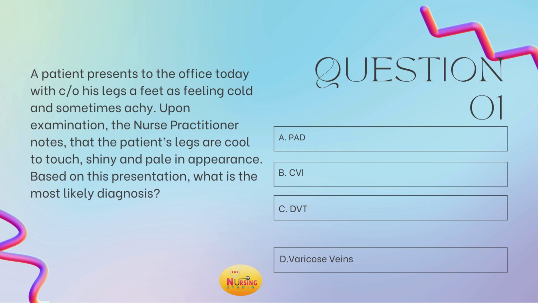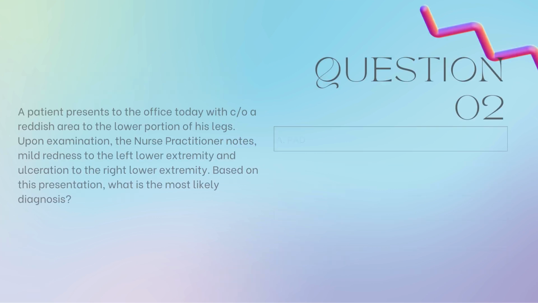So when you have peripheral artery disease, there is a deficiency. There's something causing the arterial system to not function effectively, right? So the blood flow is not adequately being pulled from the heart down to the lower extremities. That's why your extremities may be cool to touch, they may be pale in color, there may be lack of hair growth on the extremities, it may be really shiny in appearance, okay? So here the best answer is A, PAD.